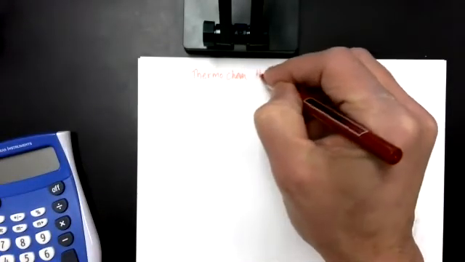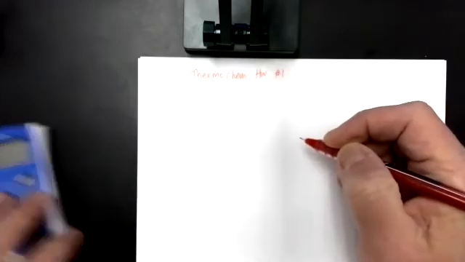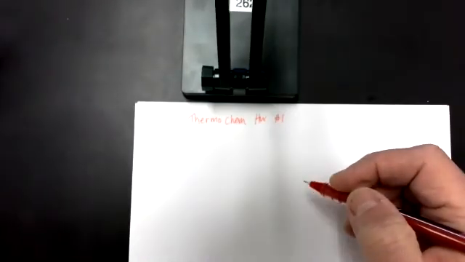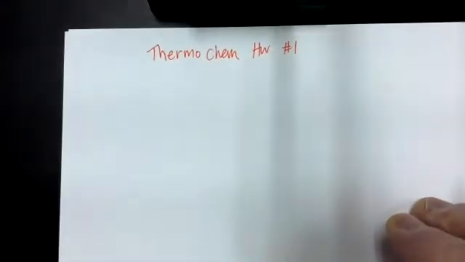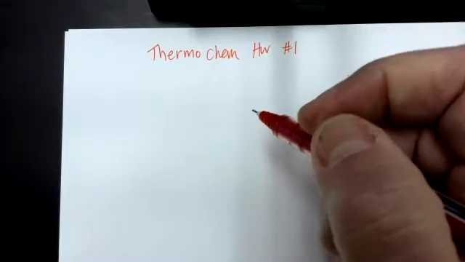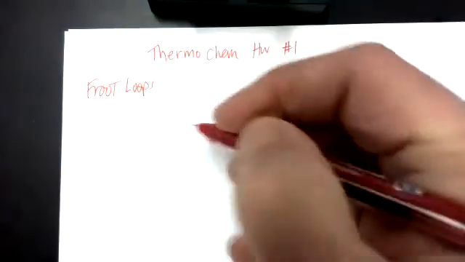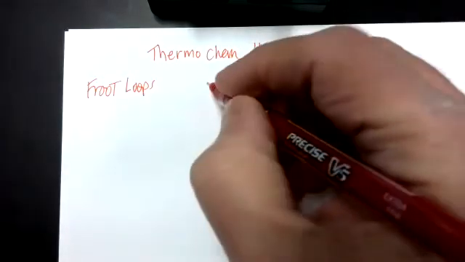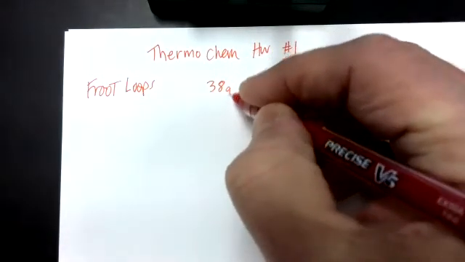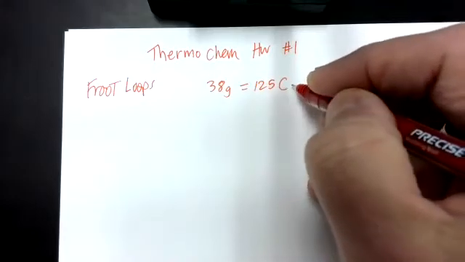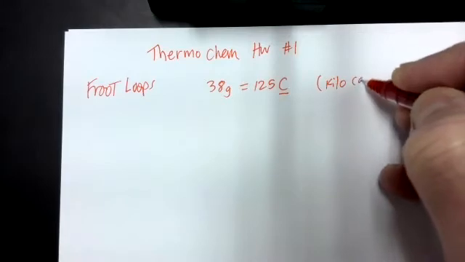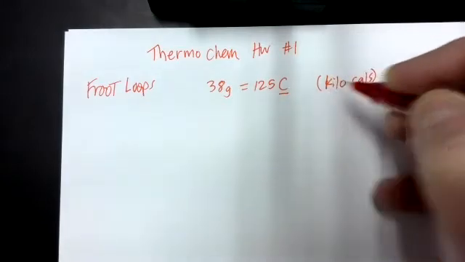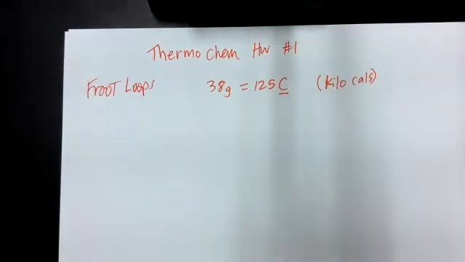This is going to be thermochem homework number 1. I'm starting out with the Fruit Loop question. Fruit Loops are good to eat when you're a kid, but they're not healthy to eat when you're an adult. And it says that 38 grams is going to equal 125 food calories. That's a capital C. Those are actually kilocals as opposed to just calories with the little c. Those are the food calories, the big ones.